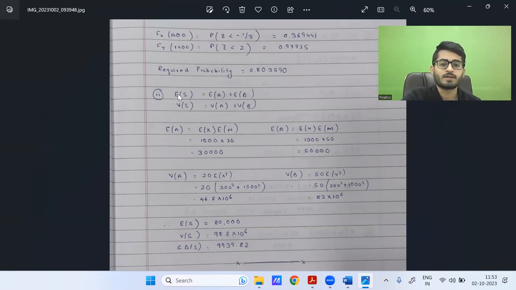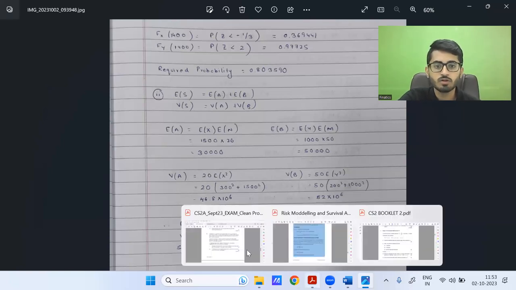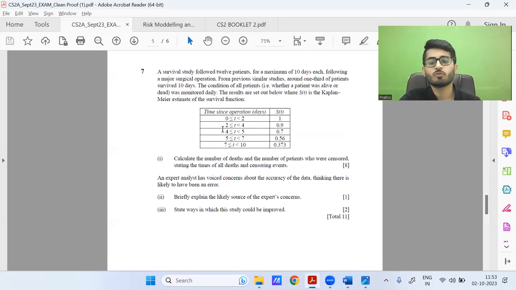Now, part 2, expectation of S and variance of S, the computation is there. I'm getting expectation of S as 80,000, and standard deviation of S, I'm getting as 9939.82. So this was the risk model question 6. Moving forward to question 7.